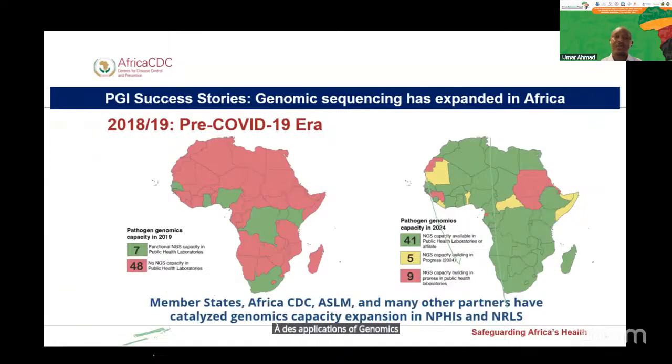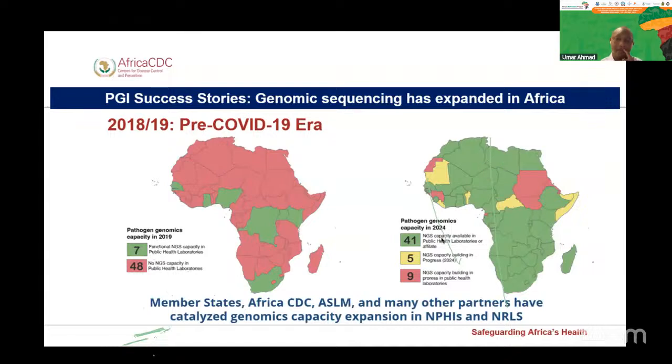in these ecosystems. So, back to our discussions on how it was started, the PGI, and where we found African countries or African Union member states in terms of functional NGS capacity. There were seven countries that were able to have functional genomic sequencing capacity, as you see in the map on the left. That is pre-COVID. After COVID, in 2024, we were able to expand the foundational genomic sequencing capacity that we found in 2019 to this level.